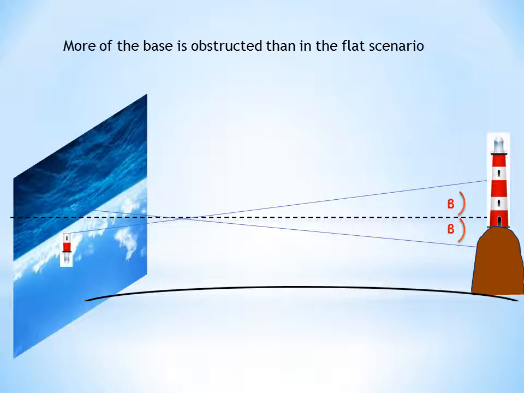If the curve is significant, what we will notice in the lighthouse example is the disappearance of more of the lower part than expected for the flat case. To emphasize again, the obstruction of the lower part will always happen below a critical angle for both flat and curved surfaces. But this obstruction will be larger in the curved scenario.